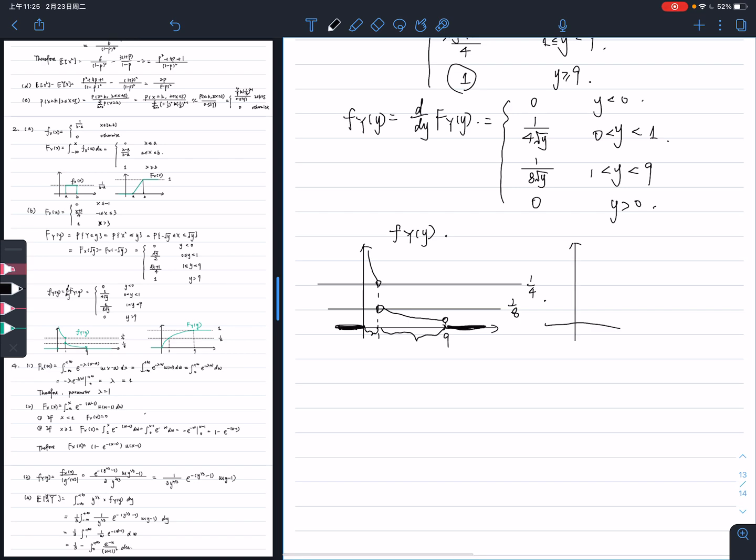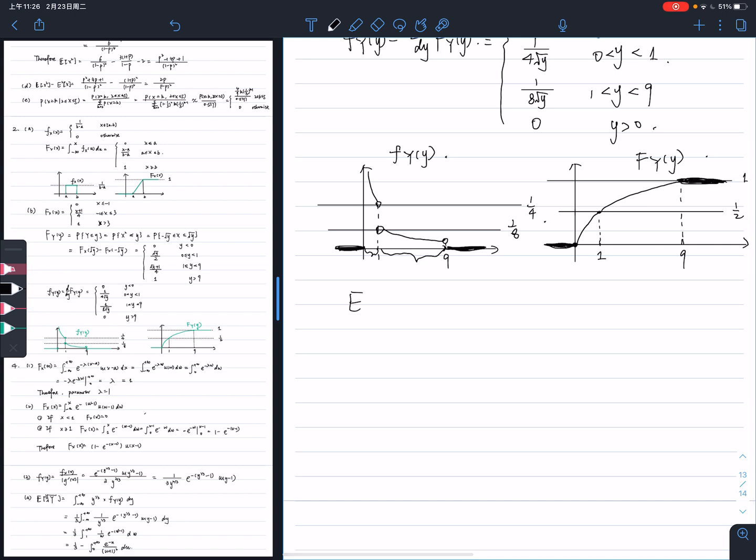So for the CDF, this is 1 and this is 9. Assume this is 1 over 2 and this is 1. Firstly, when y is smaller than 0, it is always 0. Then it increases to 1 over 2 when y equals 1. Then it increases to 1 when y equals 9. Then it stays at 1 when y is larger than 9. So this is the CDF. Now we have successfully solved this problem.